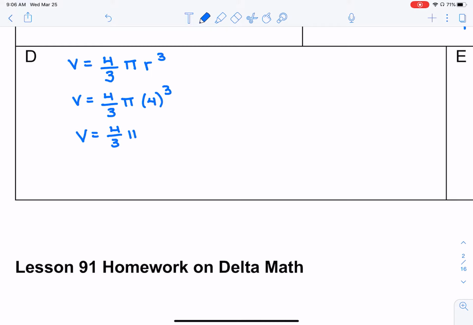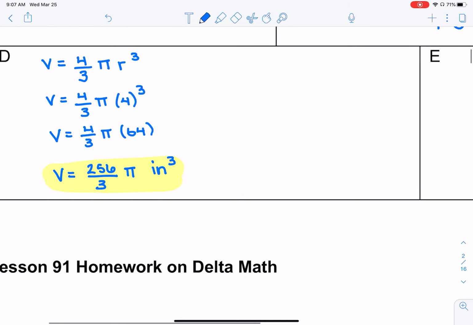And if you don't have memorized 4 cubed, you can grab your calculator. 4 cubed is 64. Then we multiply that by the other 4 in the front, and we're going to get 256 still over 3 pi. And this was in inches. Since it's volume, it's cubic. So there is my solution for question D.